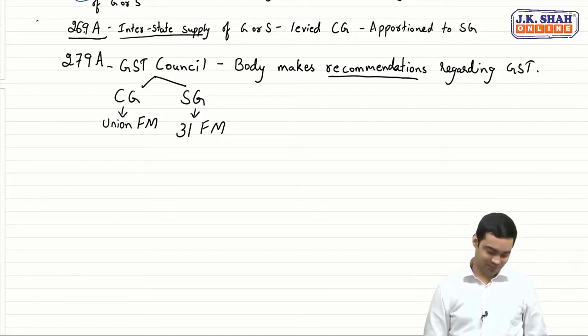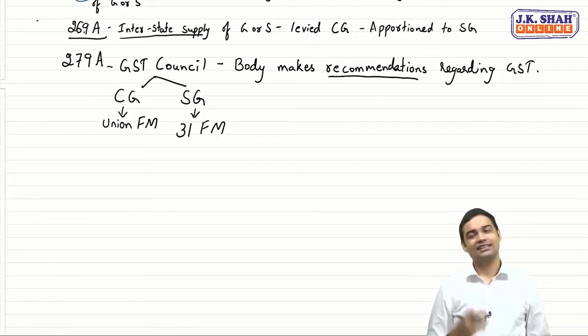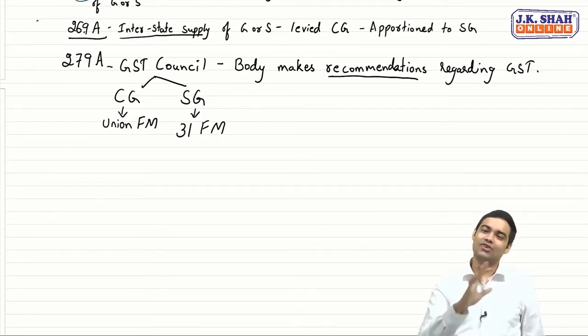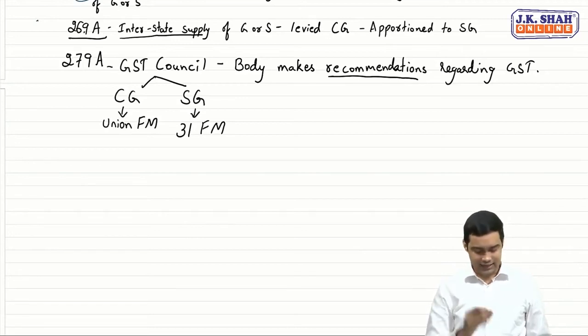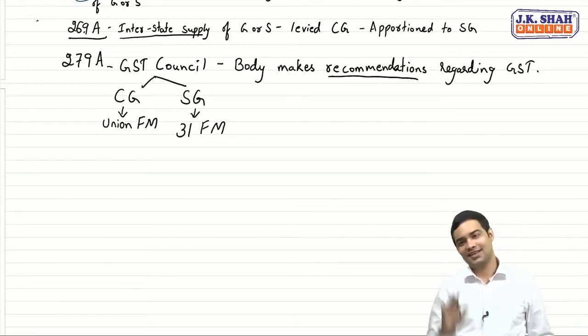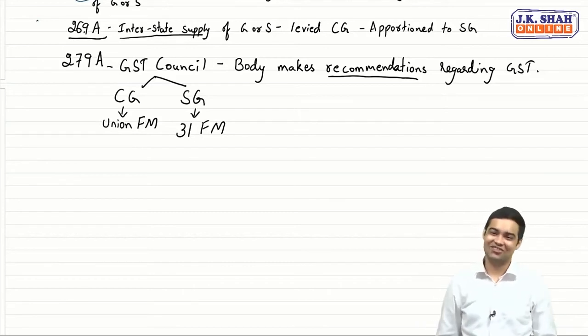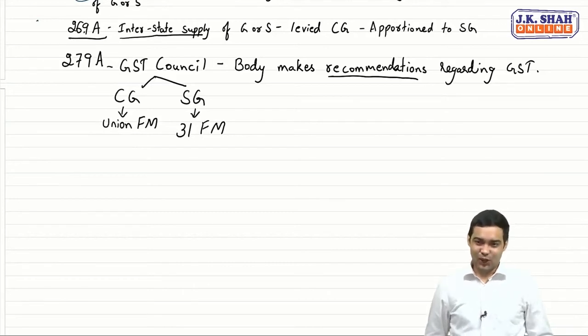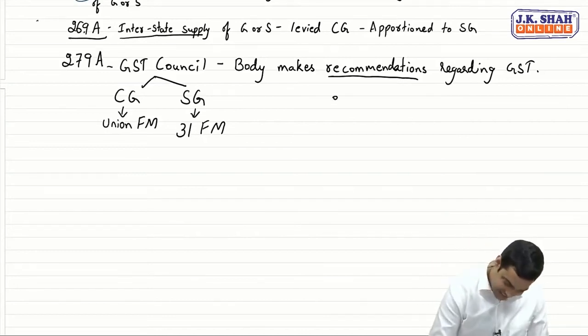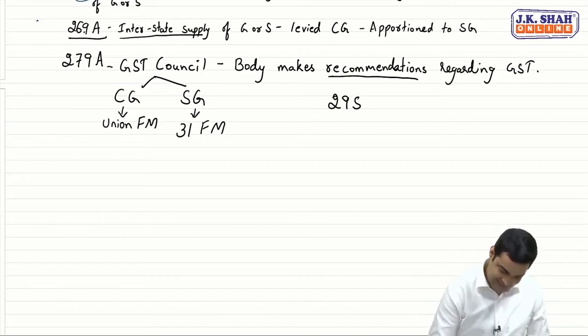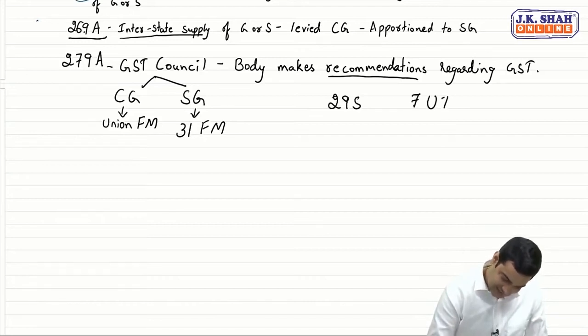So totally, there's one union finance minister, 31 finance ministers, and there is a minister of state who is from the union government. So union government has union finance minister and minister of state for revenue, and state governments have 31 finance ministers. Let's try to understand how did we get these 31 finance ministers. Now we'll begin from the beginning. We had 29 states and 7 union territories.